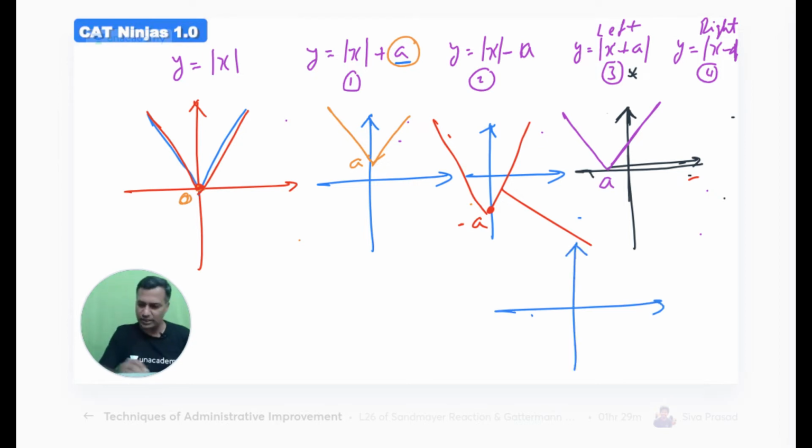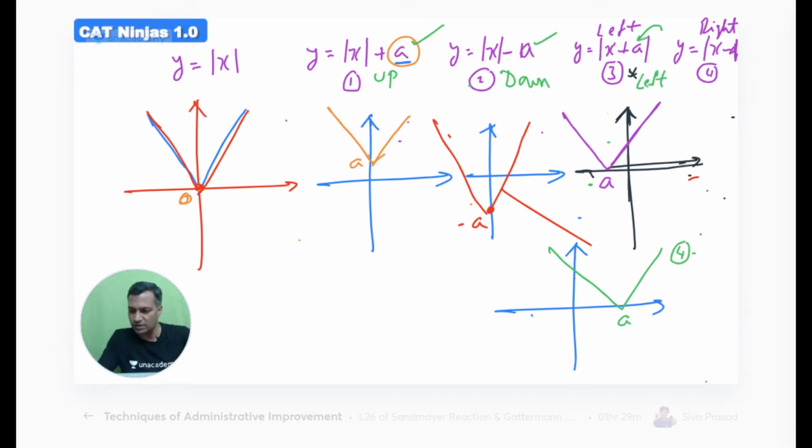The last one is shifting it to the right. This transformation is shifting it to the right by a units. When you say this is the fourth graph, the fourth graph is shifting it to the right by a units. This is minus a and this is a, right? These are the four transformations. The first one is moving up. The second one is moving down. Look at the variations: this a is outside the mod. That is what you mean by moving up and down. When the a is inside, then it becomes left versus right.